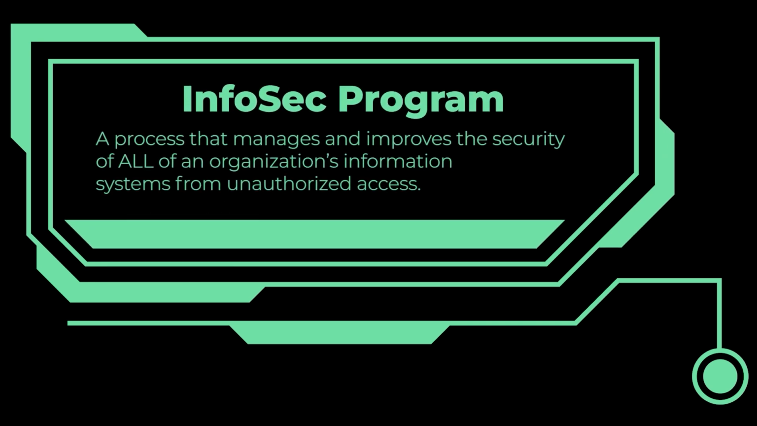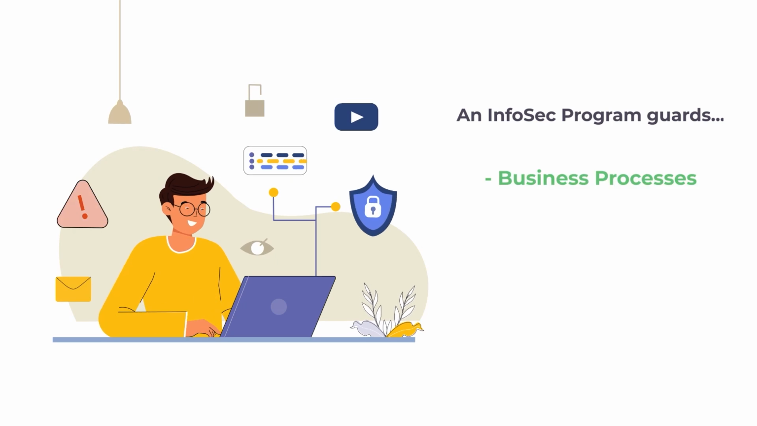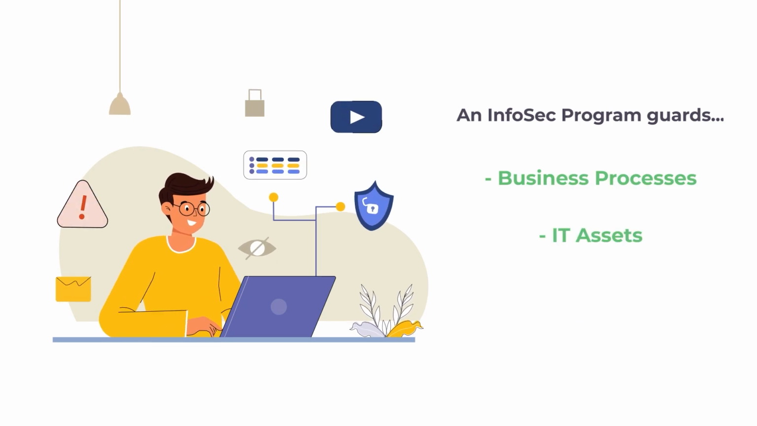It's a process that manages and improves the security of all of an organization's information systems from unauthorized access. In the event that a cybersecurity breach occurs, an Information Security Program serves as the general rule of appropriate action or initiative steps to follow. It guards key business processes, IT assets, and employee data from hackers. As I said, there are 6 phases or steps to this process.